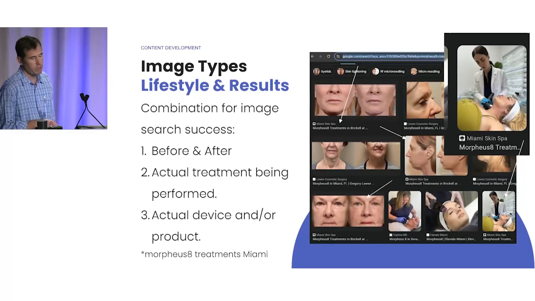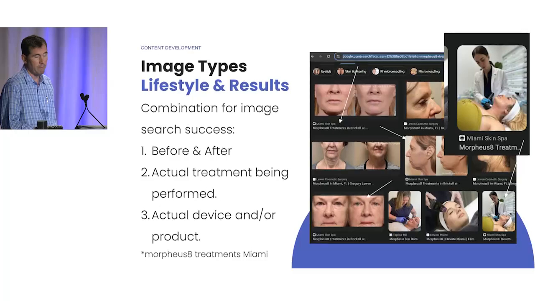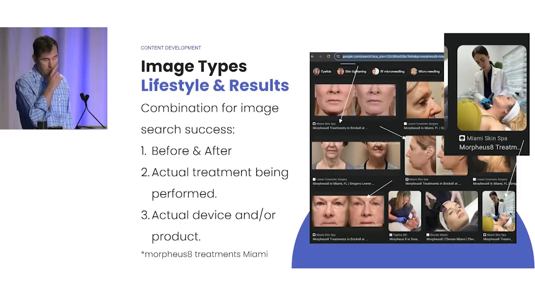So this is an example. This is Morpheus 8 treatments in Miami, a Google search. We were able to rank Miami Skin Spa up at the top for the before and after photos, but we're also able to rank our treatment photos because it was an original photo of the office. So this is just an example of why you want to use your own photos. Those stock photos are not going to rank you.